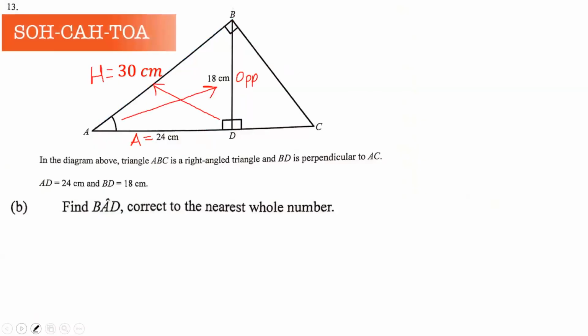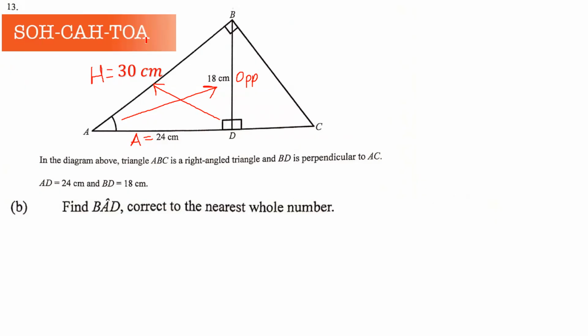So we could use SOHCAHTOA. This right here is the opposite, this is the hypotenuse, and this is adjacent. So we have all three sides, so we could use any of the three trig ratios. In order to figure out sine, you need the opposite and the hypotenuse. In order to figure out cosine, you need the adjacent and the hypotenuse. In order to figure out tangent, you need the opposite and the adjacent. We have the opposite and the hypotenuse, the adjacent and the hypotenuse, and the opposite and the adjacent. So we can use any one of these trig ratios.